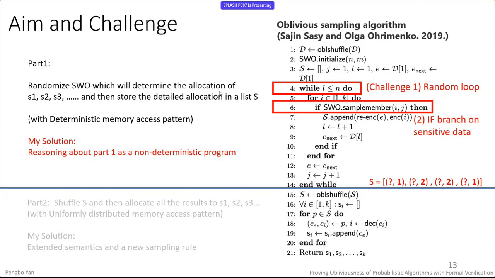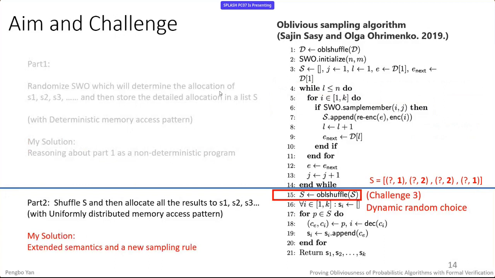In this case, we can have some more powerful rules, although we cannot do that in part two. So the strategy is that we treat part one as a non-deterministic program, but we say part two is a truly probabilistic program. In this case, we can have some more powerful rules to overcome the limitation of PSL.